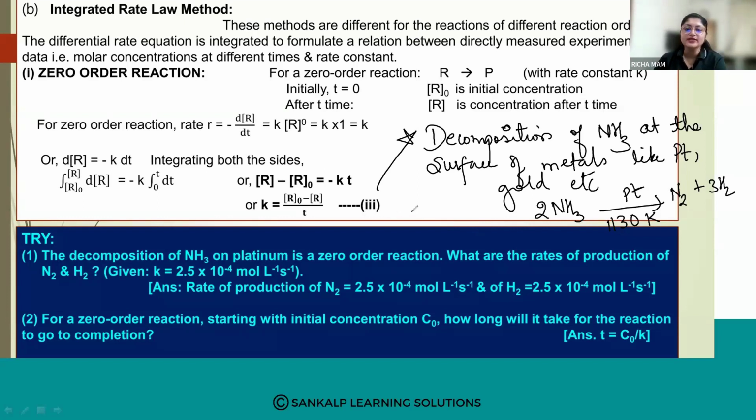So how is the rate given? Rate is given as k into [NH3] raised to 0. So it is independent of the concentration. The rate is independent of the concentration of the reactant, which is the reactant ammonia. So such a reaction is called what?